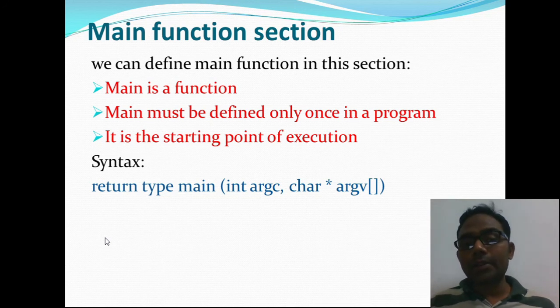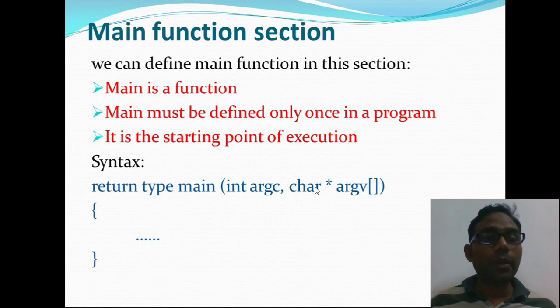Then these two parameters, that is arguments, are optional. Integer argc, argument count, how many arguments there are. Integer is a data type which represents a number without decimal value, and argc is a variable, the argument count. Next, comma, char asterisk argv. Argv is an array of character pointers. Now these two are optional, don't concentrate on them now. We are going to study them in the command line arguments concept. Then followed by a flower bracket, you write the code, then close the flower bracket. This ends our main function.